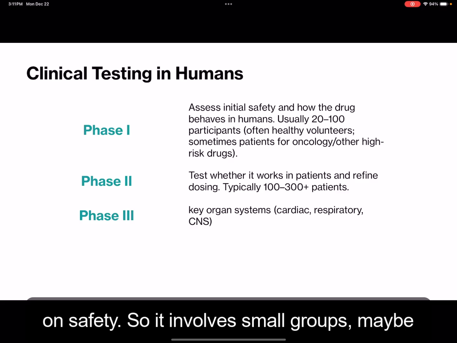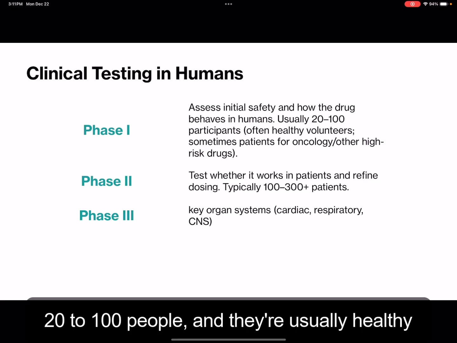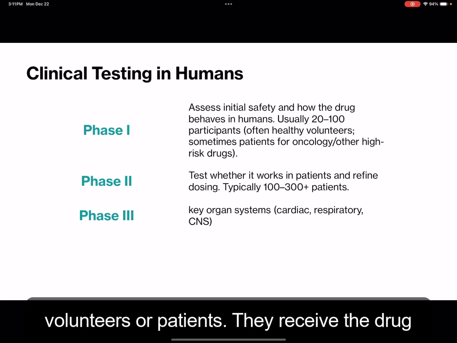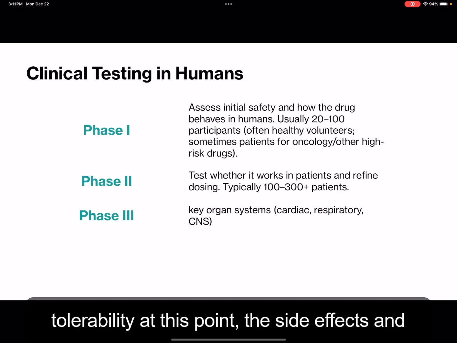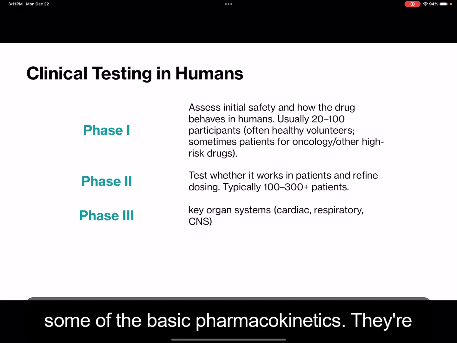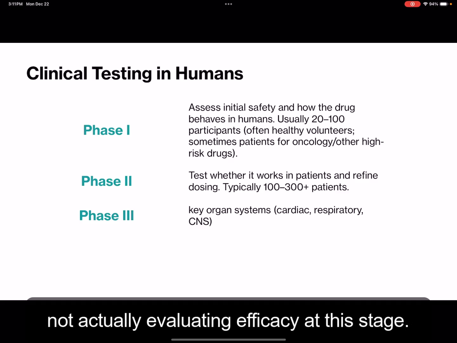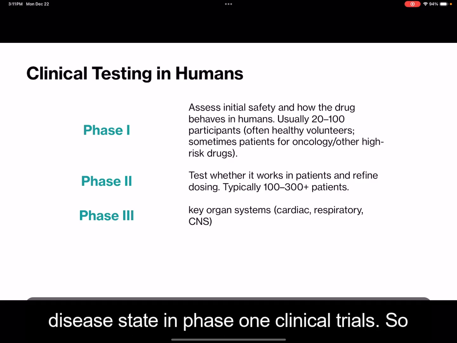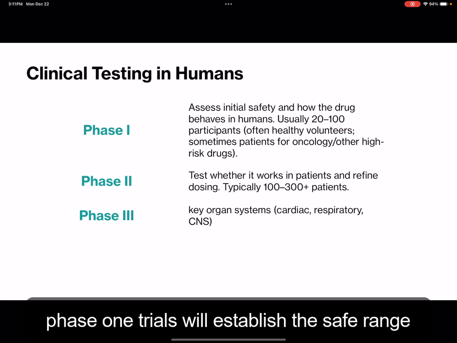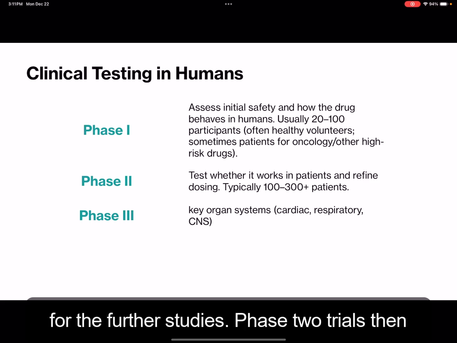So it involves small groups, maybe 20 to 100 people, and they're usually healthy volunteers or patients that receive the drug at increasing doses, and they're only evaluating tolerability at this point, the side effects, and some of the basic pharmacokinetics. They're not actually evaluating efficacy at this stage, so they're not trying to treat any disease state in phase 1 clinical trials. So phase 1 trials will establish the safe dose range for the further studies.